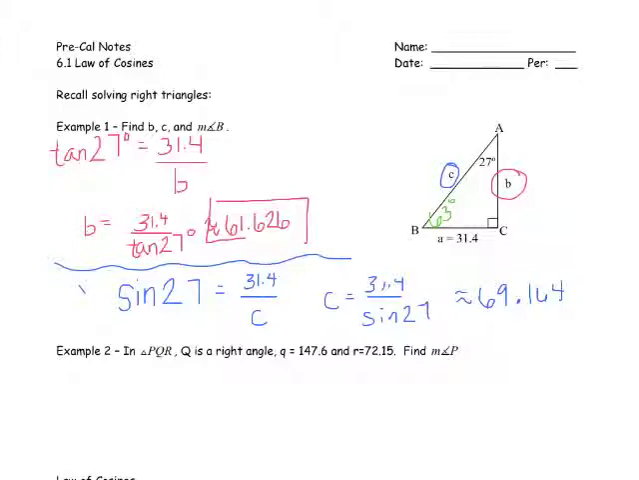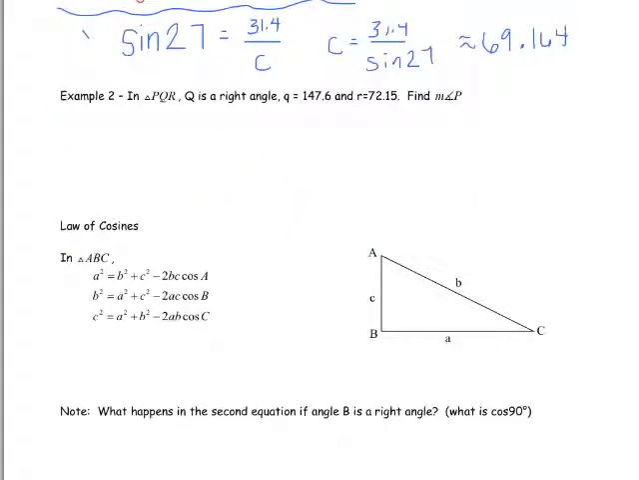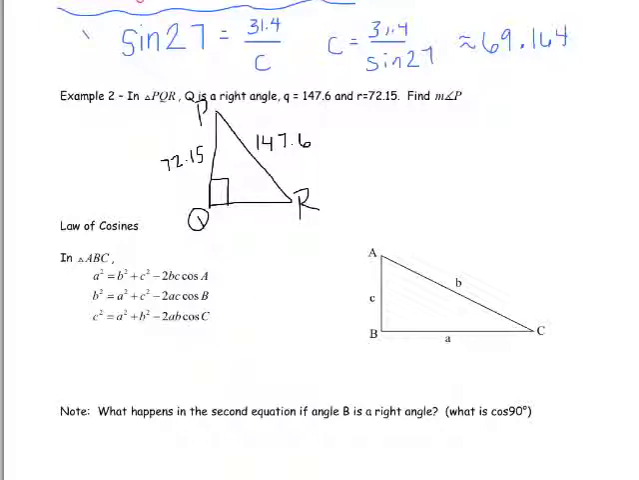All right, in example 2, if PQR is a right triangle, so go ahead and draw your right triangle. And it tells us that Q is the right angle, and this is 147.6. So we'll just have to label one of these P and one of these R. We don't really know. Cross R is 72.15. And we're going to find what angle P is. So we're going to find this angle right here.